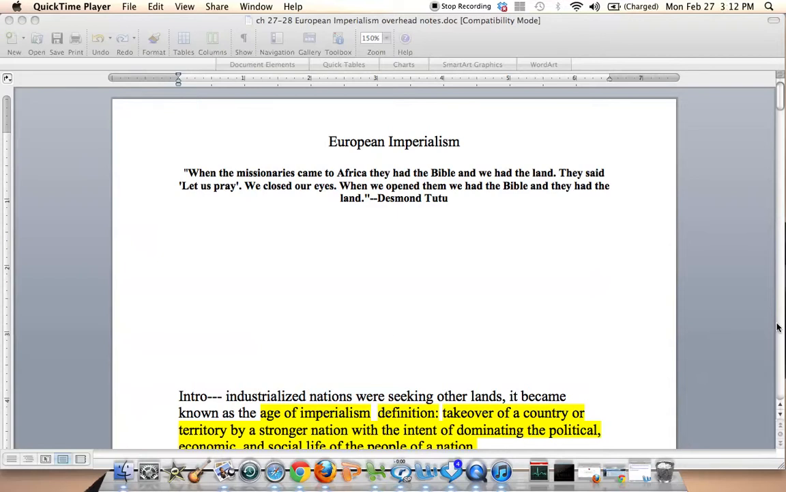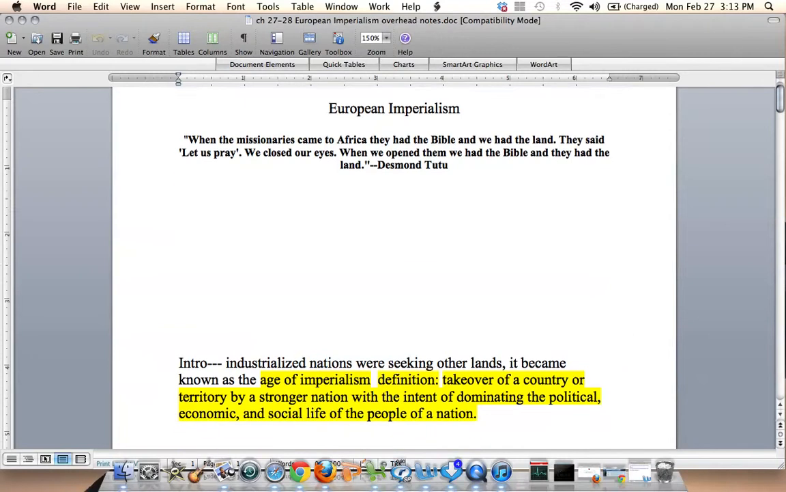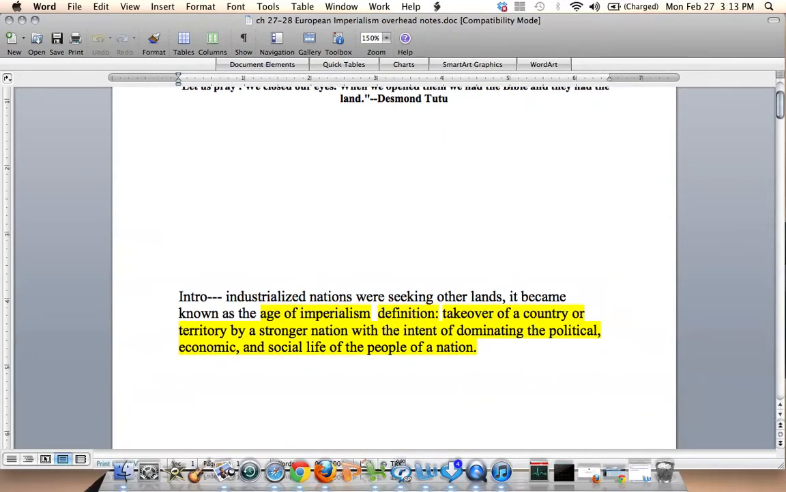European imperialism in Africa. When the missionaries came to Africa, they had the Bible and we had the land. They said, "Let us pray." We closed our eyes. When we opened them, we had the Bible and they had the land. Bishop Desmond Tutu.